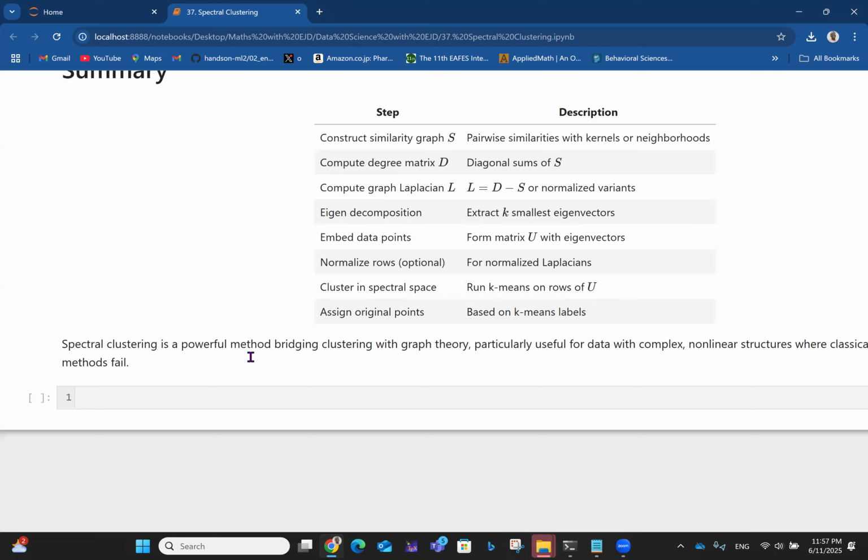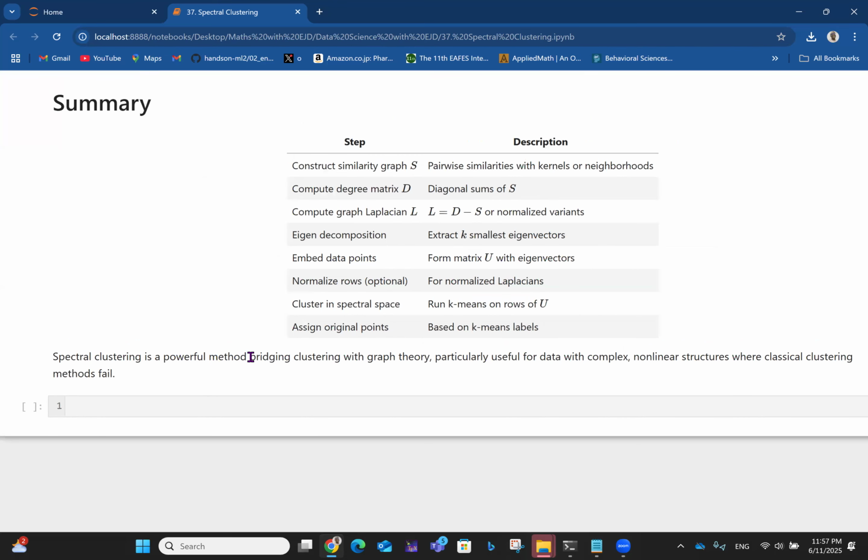So that's a lot of work going on in the background. But thankfully, the model is suited for that. So you see that spectral clustering is a powerful method, bridging clustering with graph theory. So if you need graph theory applied in clustering, spectral clustering it is. It is particularly useful for data with complex nonlinear structures where classical clustering methods fail. So with this, we are done with clustering under unsupervised learning.